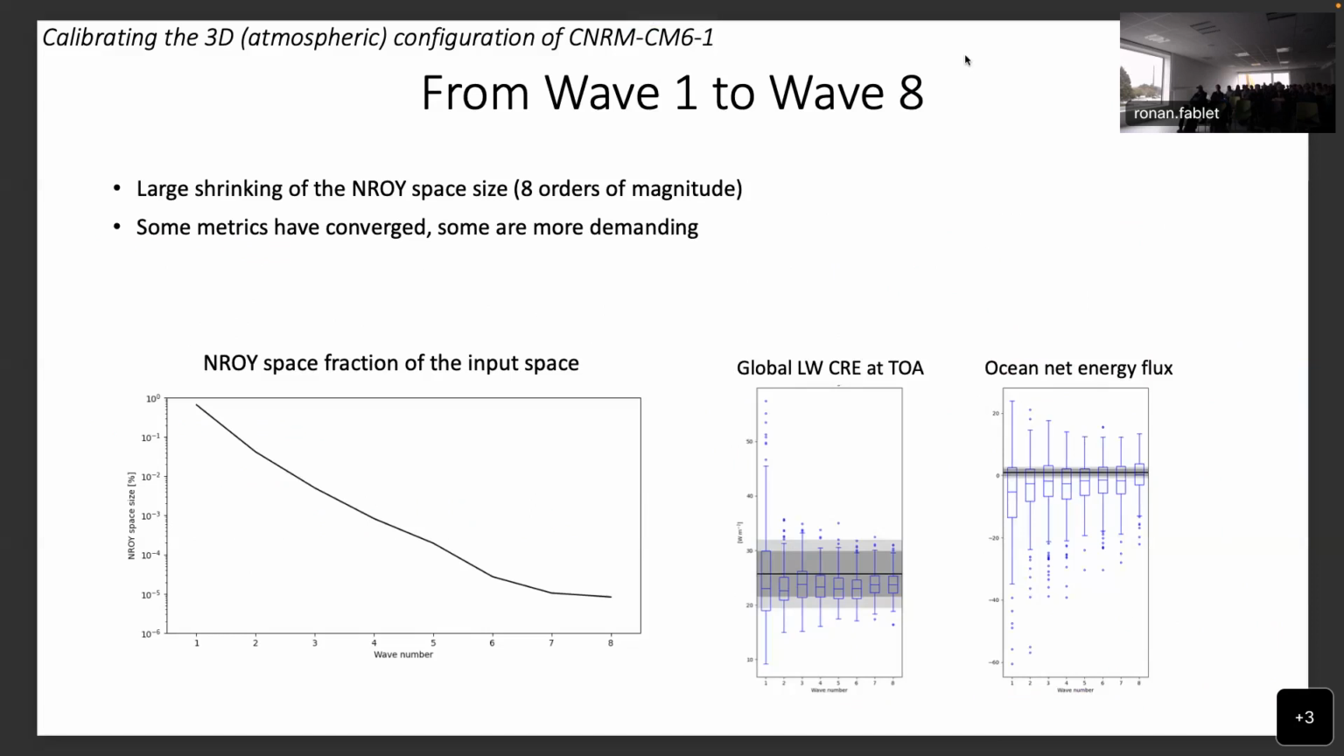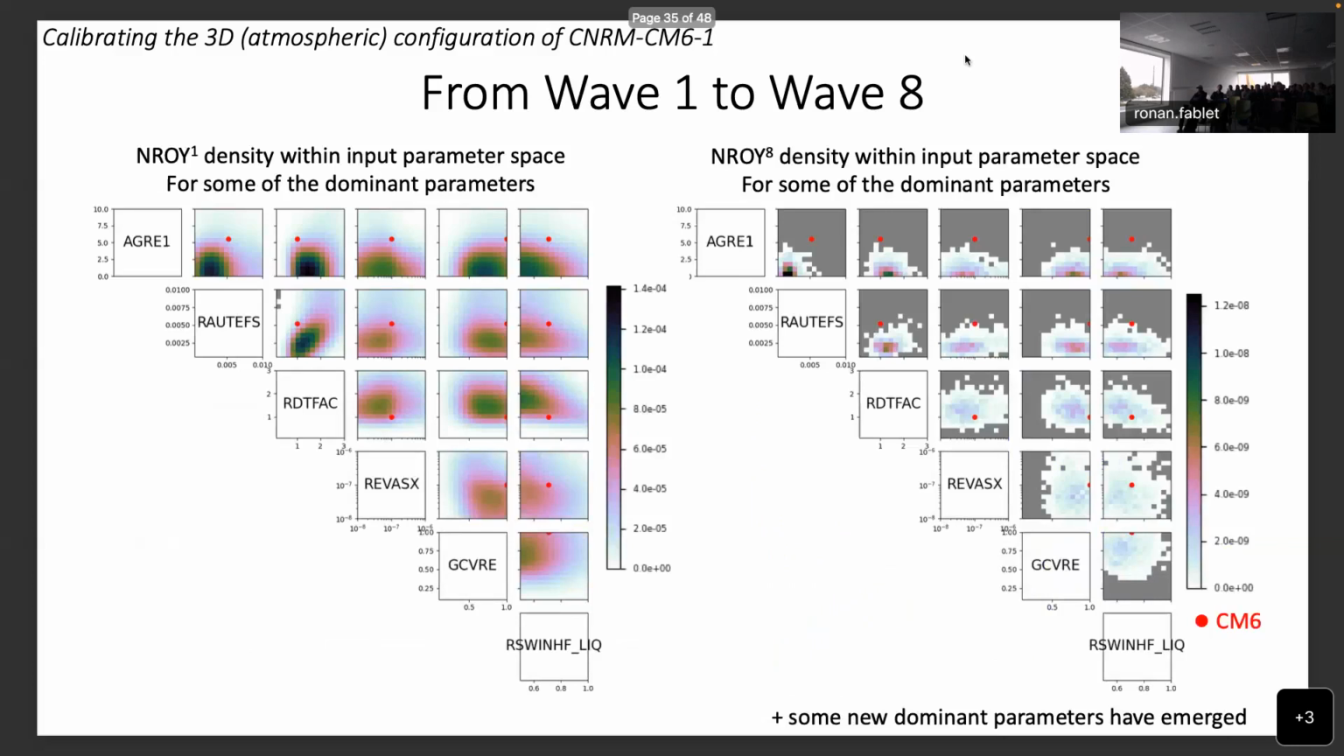Some metrics are rather converged, meaning that they are comparable. The uncertainty of the emulator is comparable to the uncertainty of the references or the tolerance to error. For some, still not converged. So they still need to be explored, or at least to be dealt with if we don't have any more computing resources.